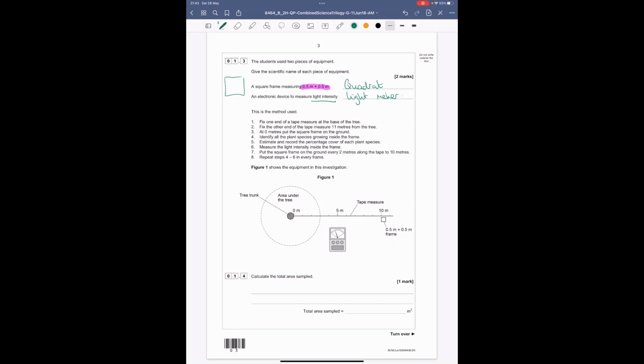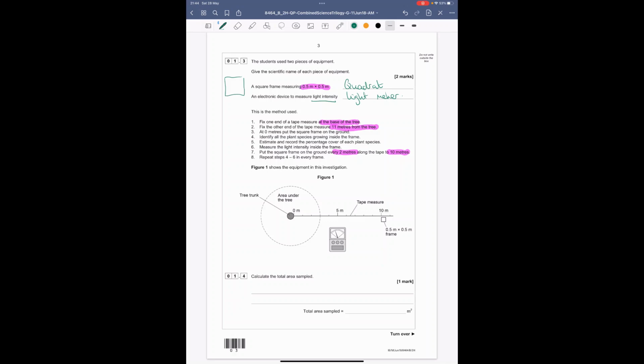This is the method the students used. They fix one end of a tape measure to the base of a tree. They fix the other end of the tape measure 11 metres from the tree. At 0 metres, they put the square frame on the ground. They identified all the plant species growing inside the frame. They estimated and recorded the percentage cover of each plant species. They measured the light intensity inside the frame. They put the square frame on the ground every 2 metres along the tape to 10 metres. And they repeated steps 4 to 6 in every frame.